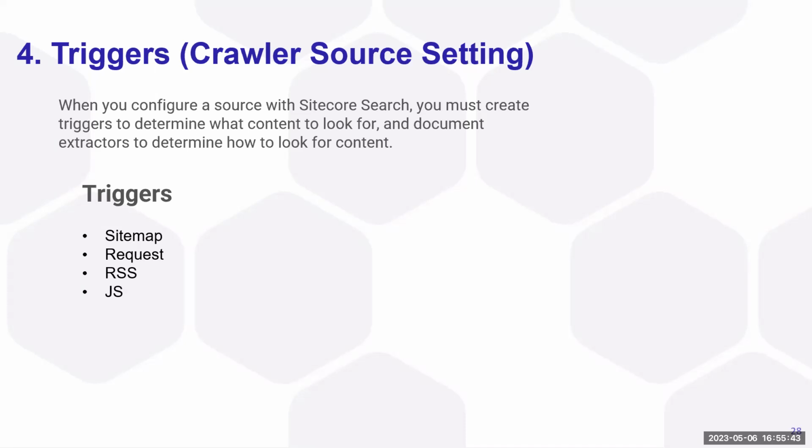You need to configure the trigger for the source you want to crawl and what type of source it is. It is the sitemap that we are crawling, or it is a JavaScript function that we are crawling, or it is an RSS feed that we are calling. So this type can be configured on the basis of the trigger. The trigger allows you to choose between the types of source. The source we have already created, and now it's time to define the source type. These are the source types that we can configure using Sitecore Search: sitemap, request, RSS, and JS.